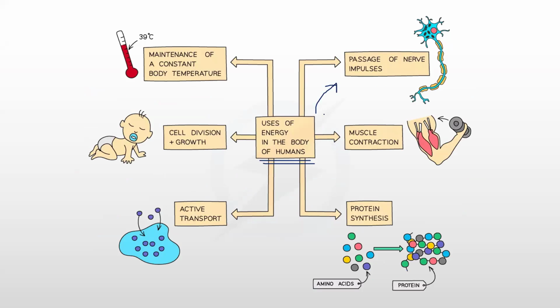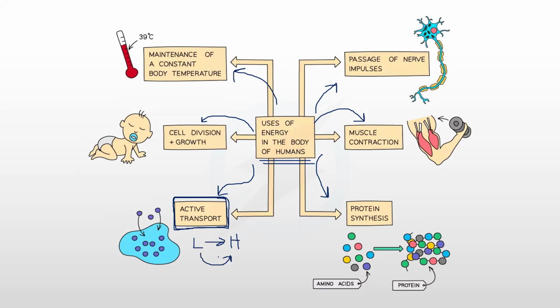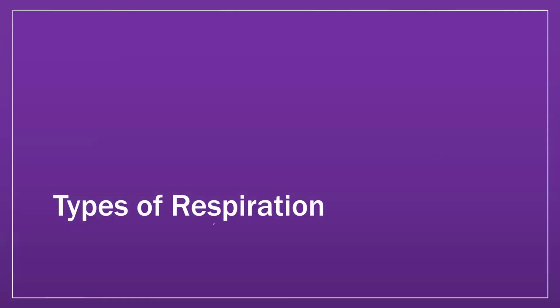So here you can see, where do humans use energy? The passage of nerve impulses, for muscle contractions, for synthesizing proteins, for active transport, for cell division and growth, and also for maintaining a constant body temperature. What is active transport? And why is energy used in active transport? Because it is when you go from a high concentration area to low. Wrong. No, low area to high. Good. You have to go against the concentration gradient. Yes, because when you go with the gradient, it doesn't need energy, that is passive, but when you have to go against it, you require energy. And that's active. Good.